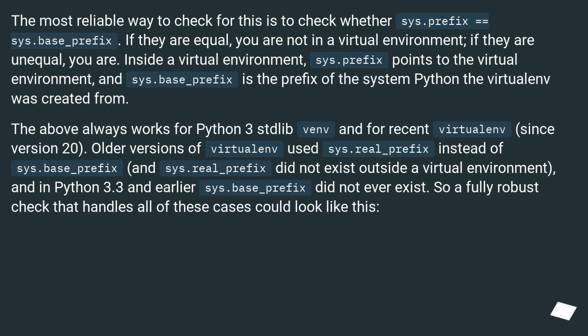Older versions of virtualenv used sys.real_prefix instead of sys.base_prefix, and sys.real_prefix did not exist outside a virtual environment, and in Python 3.3 and earlier sys.base_prefix did not ever exist. So a fully robust check that handles all of these cases could look like this.